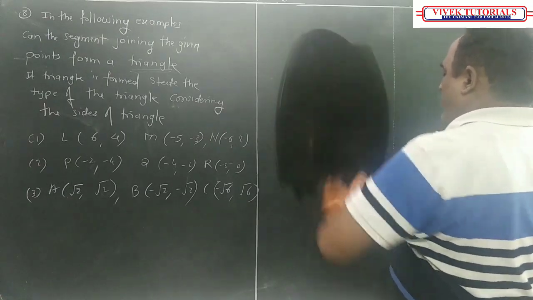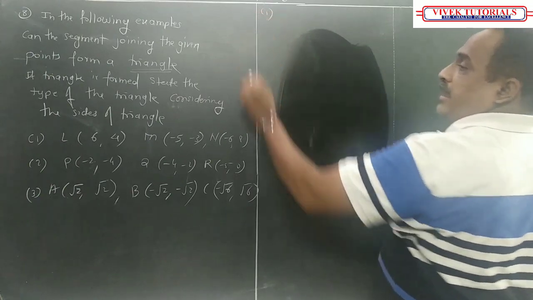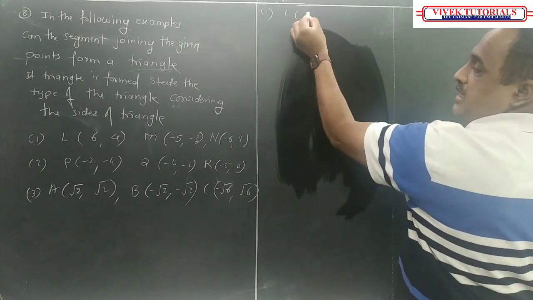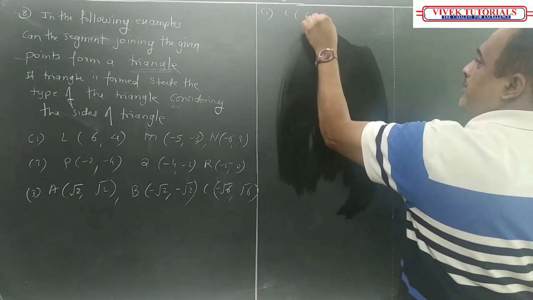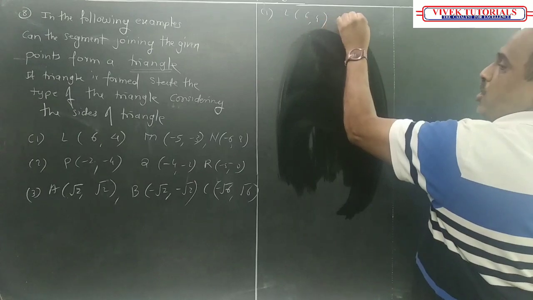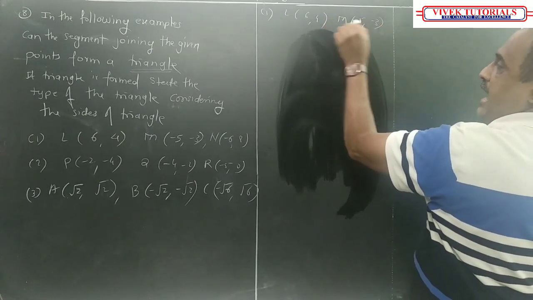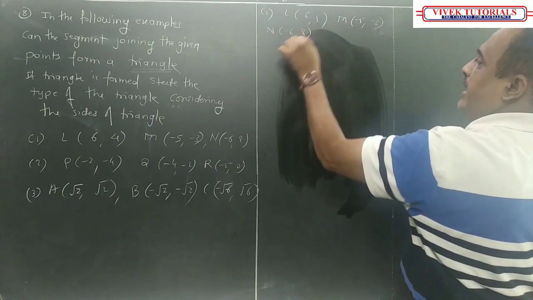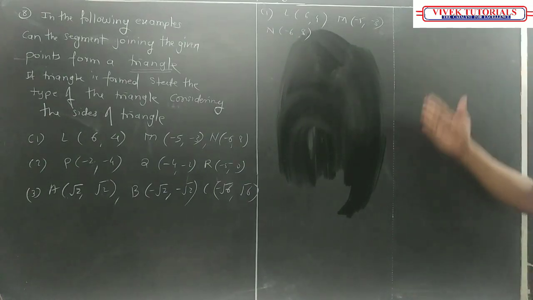Okay, now we go for the first question. The first one is, they have given L, M and N. L has the coordinate 6, 4. M has the coordinate -5, -3 and N has the coordinate -6, 8. So how do we find out whether it is forming a triangle?